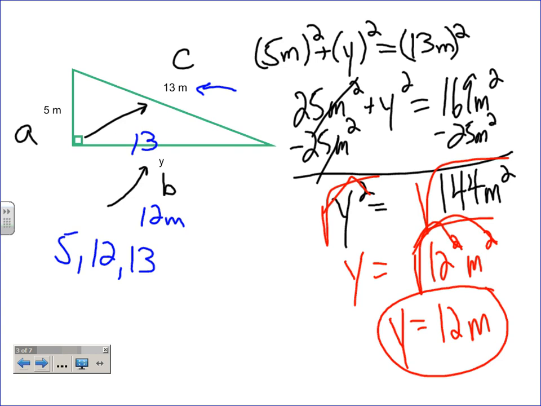Okay. Another one that comes from this one is 10, 24, 26. They all get doubled. Okay. Those two are very popular. So wait a minute. So those two are pretty popular. Not bad to know if you can memorize them.